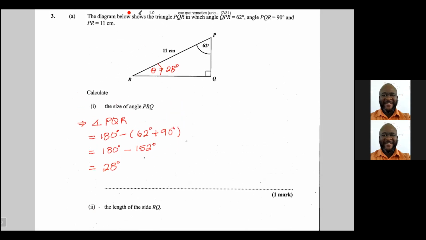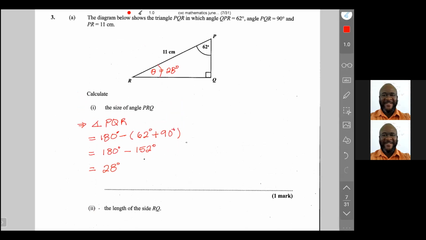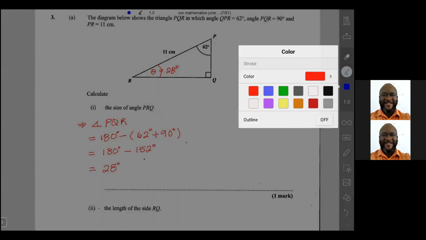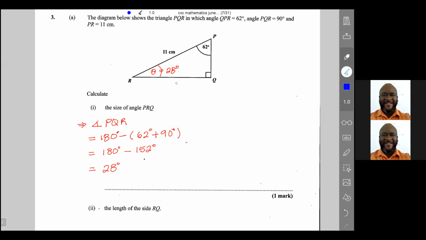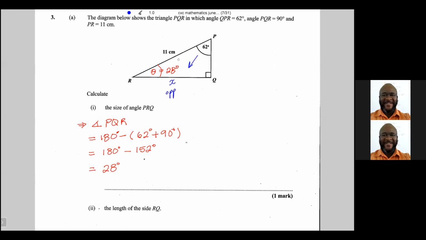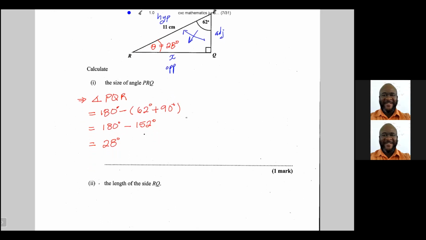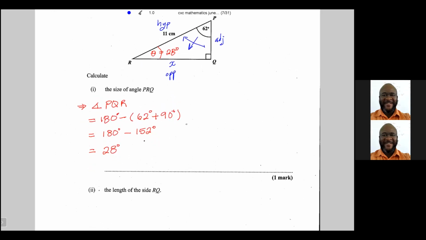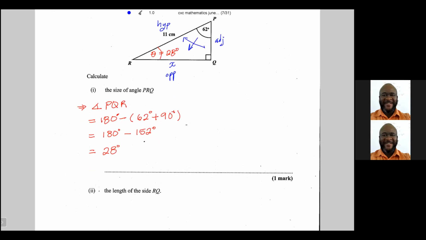All right, so if I'm using my 62 degree angle, this side is, let's call it X. It's in front of the angle, so it is opposite. The 11 is in front of the right angle, so it's the hypotenuse. And the side that has no value there, the side that I don't need to find, would be the side that is adjacent to the angle 62 degrees. So the 2 sides I'm dealing with are the side X and the hypotenuse. X is opposite to the angle, which is 62 degrees.